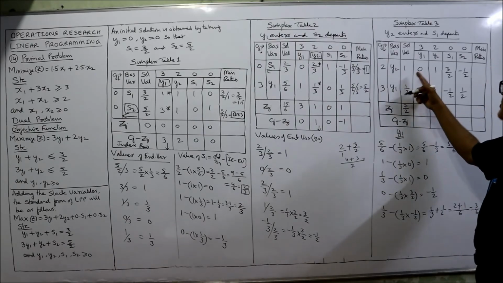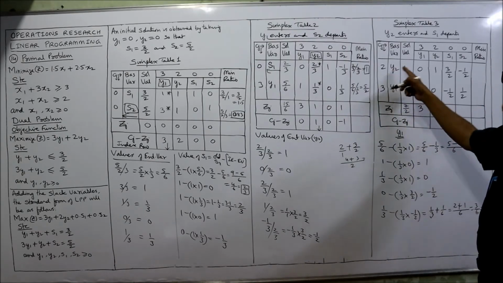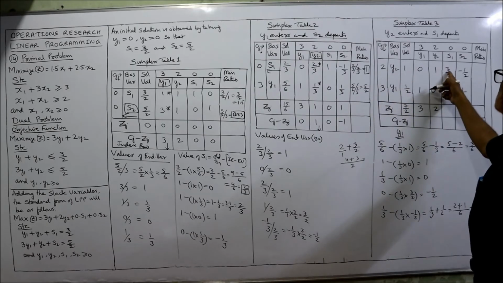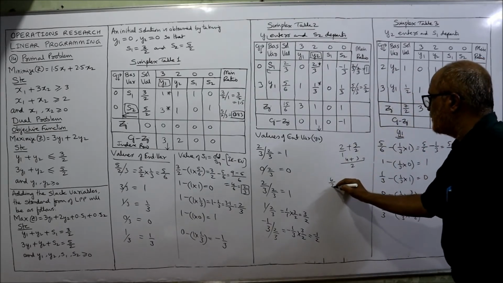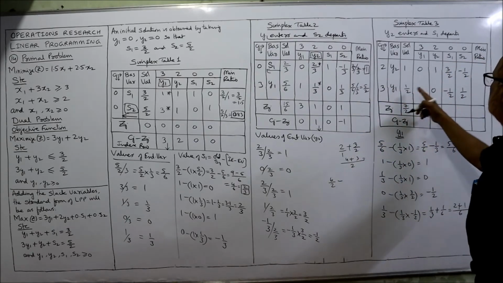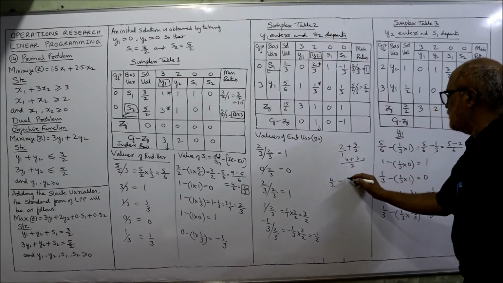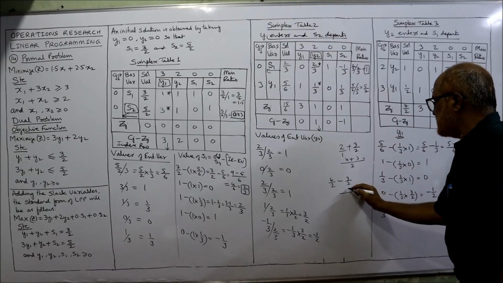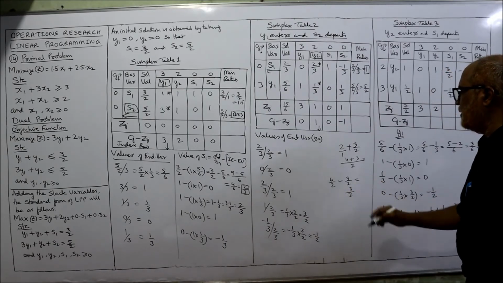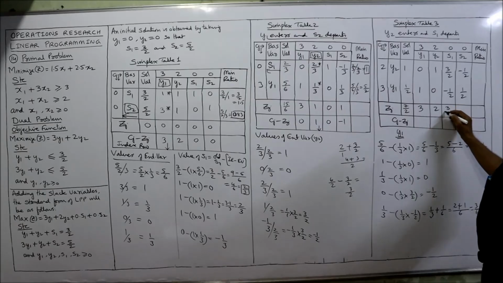Here 2 into 0 is 0. 3 1s are 3. 2 1s are 2. 3 into 0 is 0. 2. Here 2 3 is 6 by 2. 6 by 2 plus into minus will be minus. 3 into 1 by 2 is 3 by 2. LCM 6 minus 3 is 3. So 3 by 2. It is equal to 3 by 2.